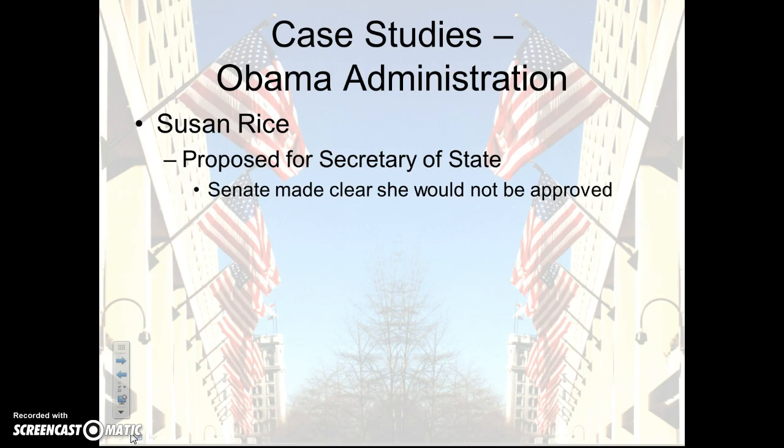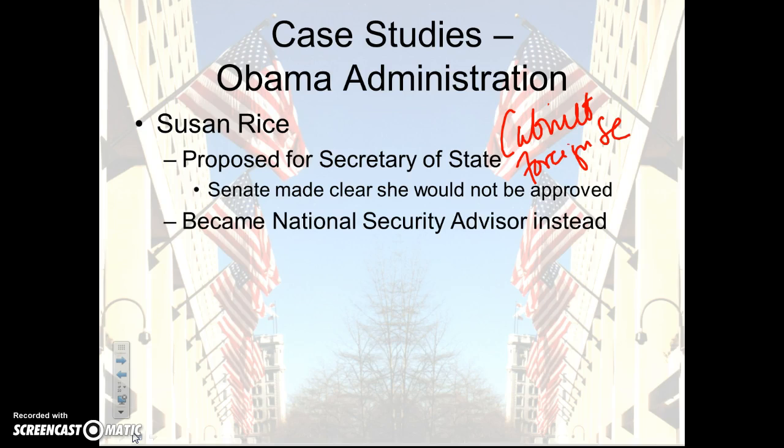Now, here is another case study. When Obama came in, he wanted to make Susan Rice Secretary of State. Now, this is probably the highest profile role in cabinet. It is what they would call their foreign secretary. However, the Senate made it abundantly clear that they did not rate Miss Rice at all. She had been in charge of the Libyan policy when the balloon went up, and she didn't handle it particularly well. Instead, she became the National Security Advisor.